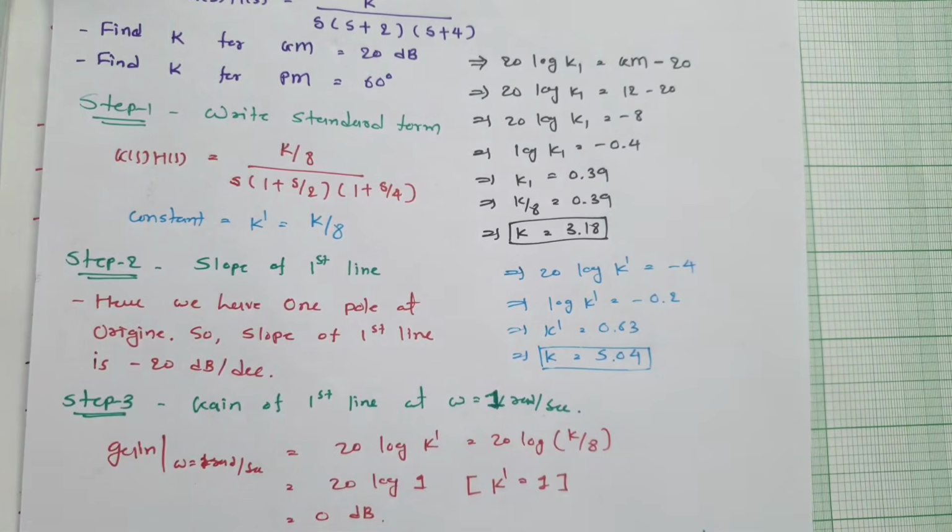So this is how we can use a Bode plot to identify the value of a constant for given gain margin and phase margin. I hope you have understood this video.